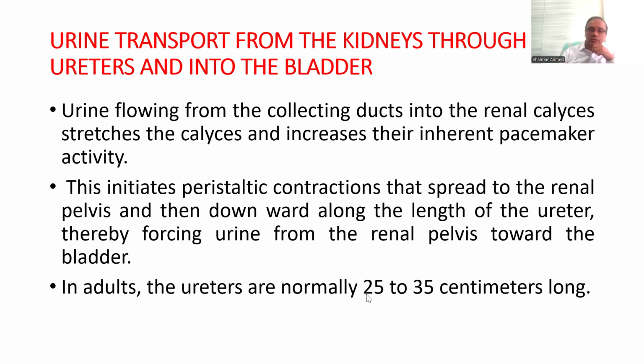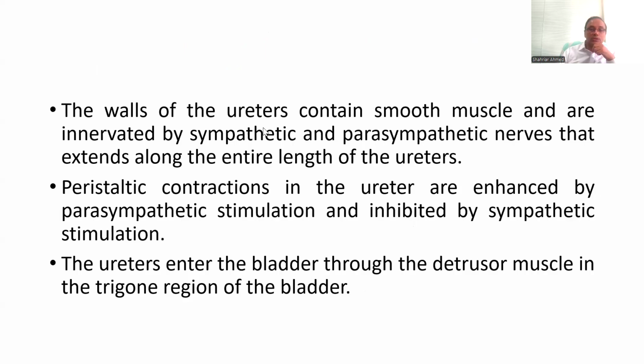The ureters are normally 25 to 35 centimeters long. The walls of the ureters contain smooth muscle and are innervated by the sympathetic and parasympathetic nerves that extend along the entire length of the ureter. Peristaltic contraction of the ureter is enhanced by parasympathetic stimulation and inhibited by sympathetic stimulation.